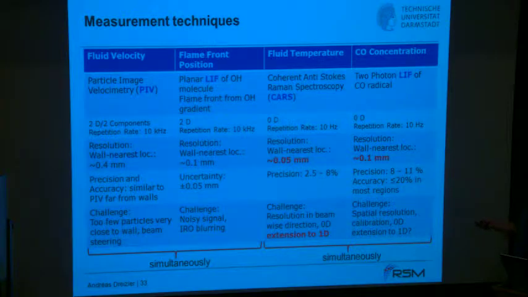And the precision, depending on the temperature, is at high temperatures here around 2.5%, at lower temperatures for CARS around 8%, because you don't have these fine structures anymore. And for CO, it's in the order of 10%. With an accuracy, we estimated in the order of better than 20%. So it is not perfect, but it is okay, I would say.